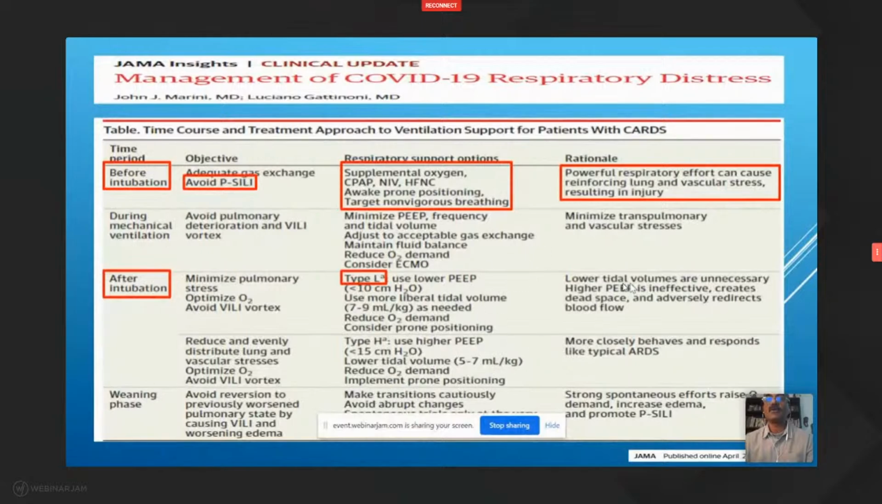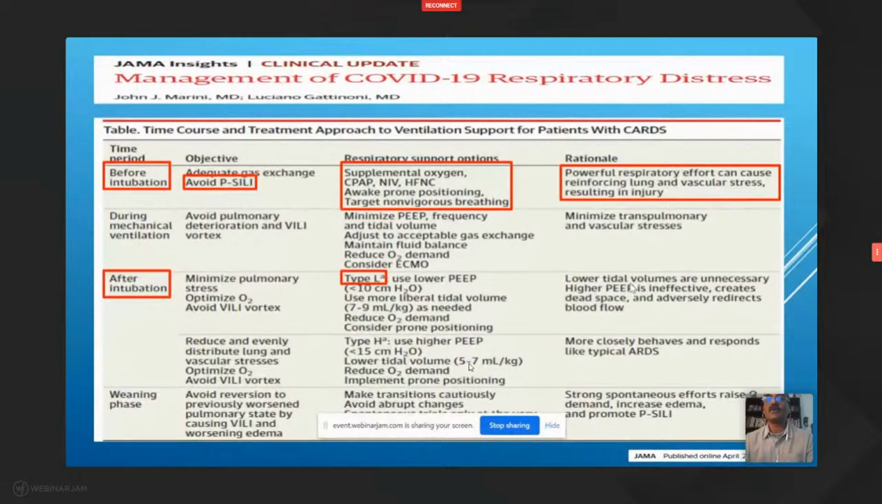So 14 is the maximum usual PEEP that I have used in this subset. Here we use a tidal volume of about 4 to 6 ml. I mean, our team does not go beyond 6 ml tidal volume in this subset. And also, here proning probably would be of much more benefit in this subset. This closely behaves and responds like typical ARDS.